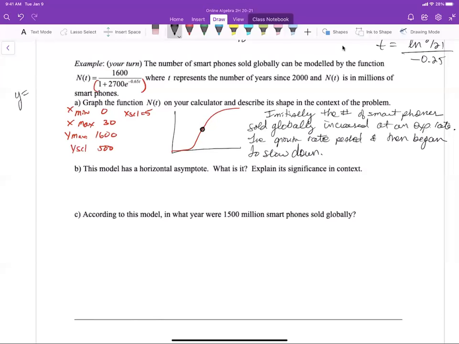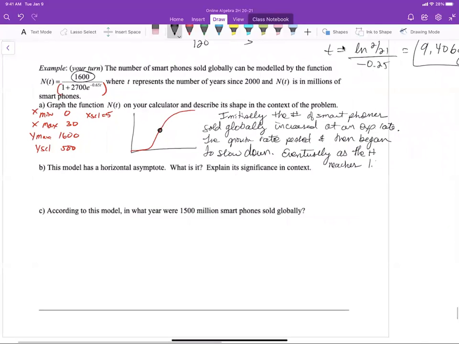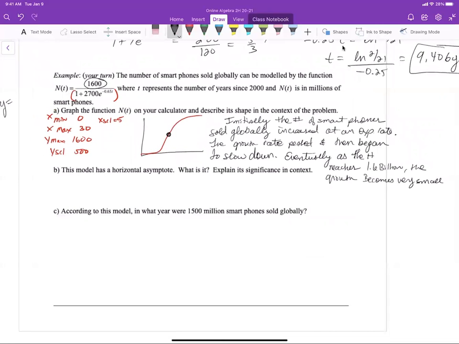Okay. Eventually the growth rate, as the number reaches 1,600 million, which is the same as 1.6 billion, as it reaches 1.6 billion, the growth becomes very small, essentially 0. All right. This model has a horizontal asymptote.